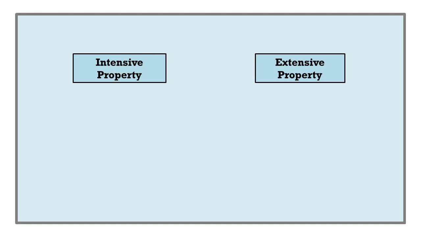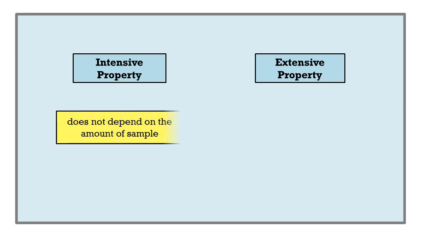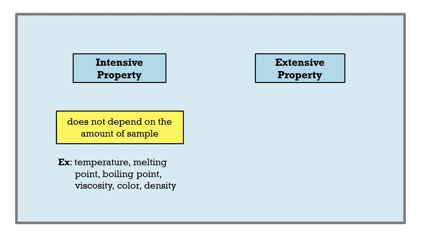Now let's differentiate intensive property and extensive property. Intensive properties are properties of matter that do not depend on the amount of the sample. Temperature, melting point, boiling point, viscosity, color, and density are examples of intensive properties. For instance, let's talk about color. Kung ikukumpara natin yung kulay ng isang baso ng tubig at isang patak ng tubig, di ba pareho lang silang colorless? It is because the color of water is not dependent on the amount of the water present.